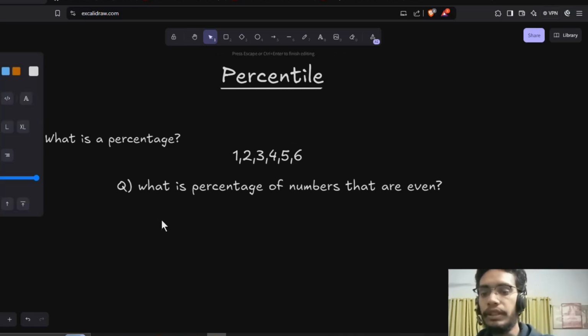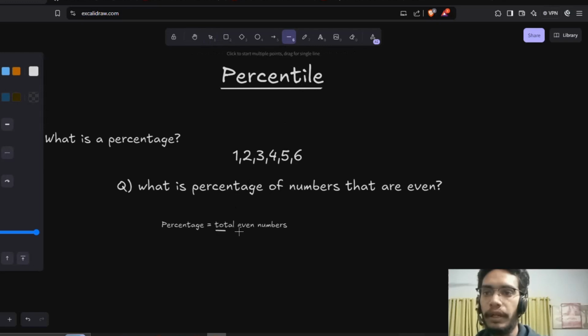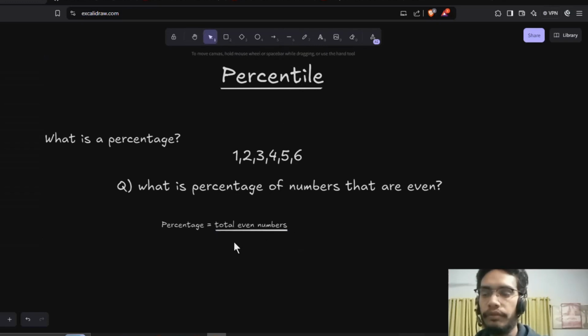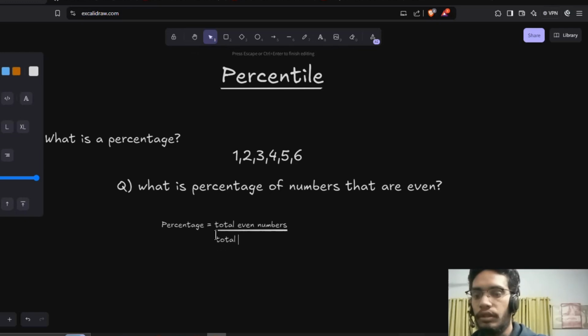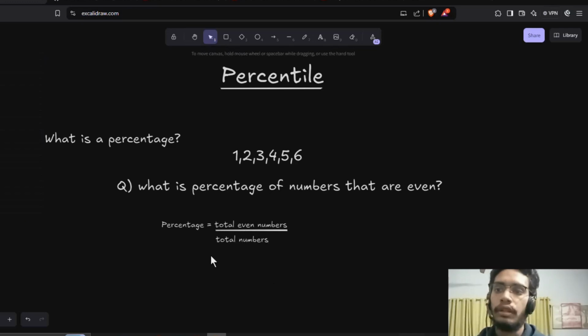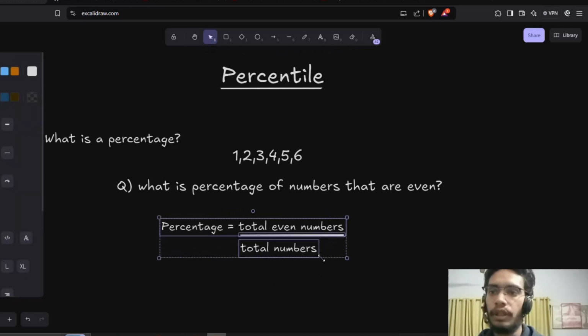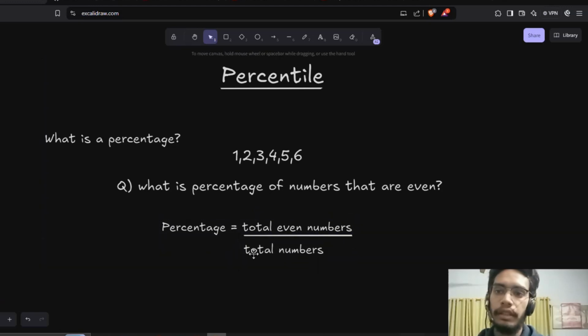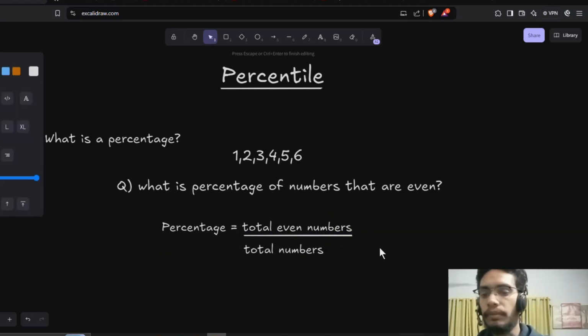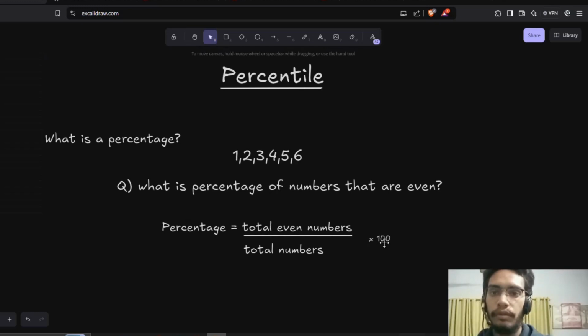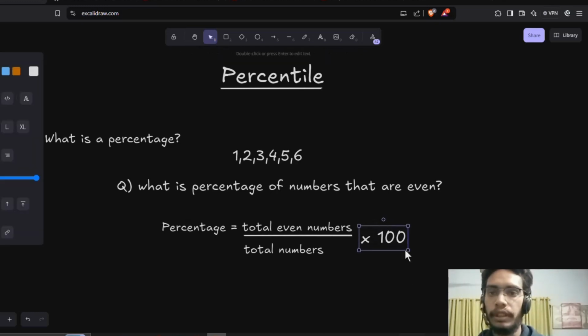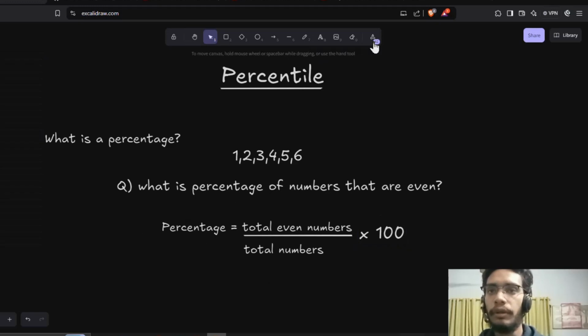So the basic formula of the percentage is total even numbers, we should divide it by the total numbers, right? So this is the basic formula of percentage: total even numbers over the total numbers, and also multiply by 100, right? I forgot this, this is also important. Multiply by 100 because you are calculating percentage. So this is your final formula for calculating percentage, as you all calculated.